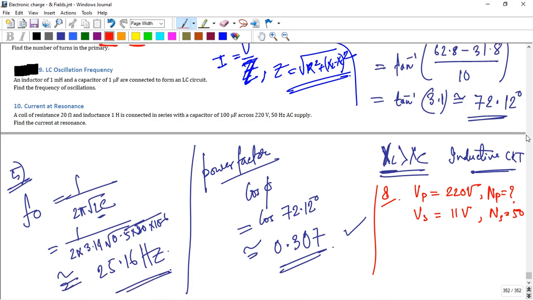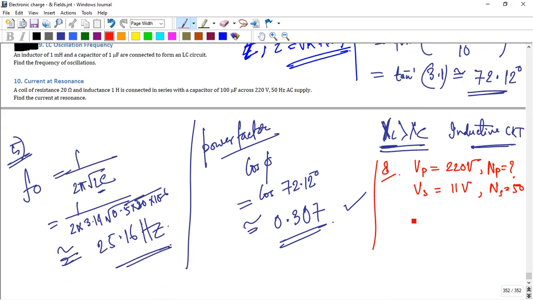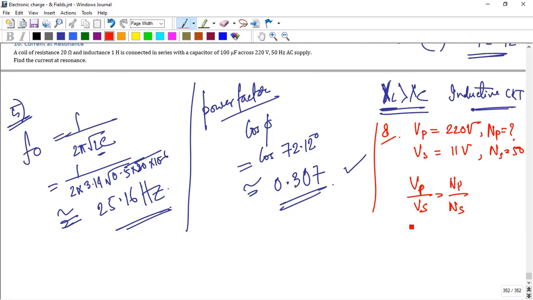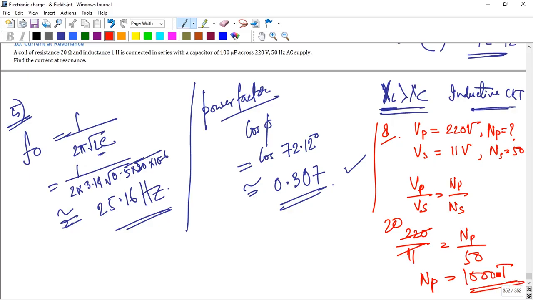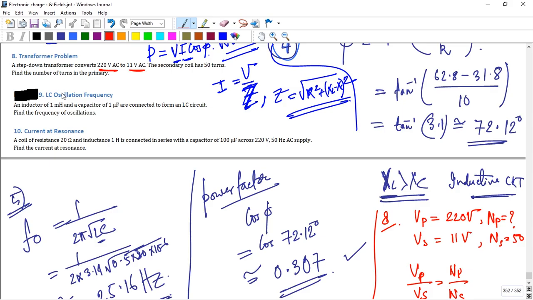Okay. So you know the formula is Vp by Vs equal to Np by Ns. So Vp is given 220 volt, Vs given 11, Np is unknown, Ns is 50, so that is 20, so you get Np equal to 50 times 20, that is 1000 turns. That's the question number 8. The final answer is primary turns is 1000.